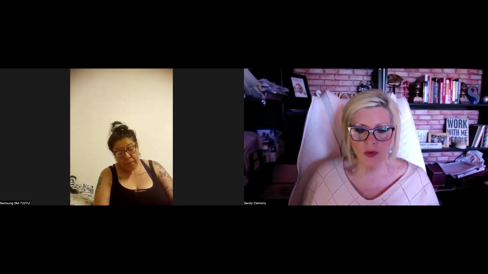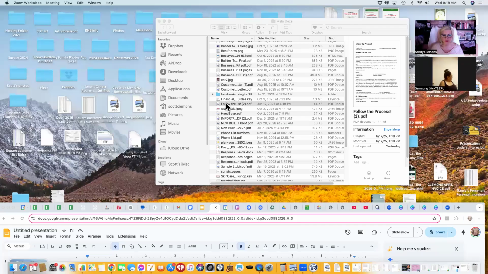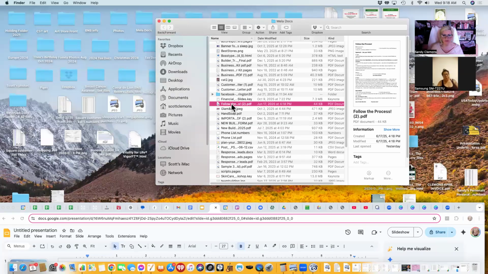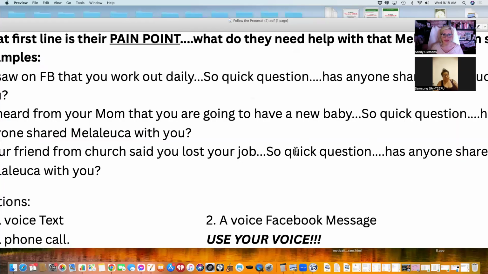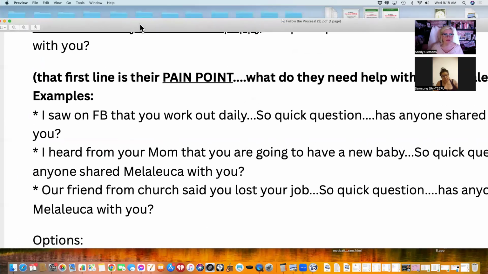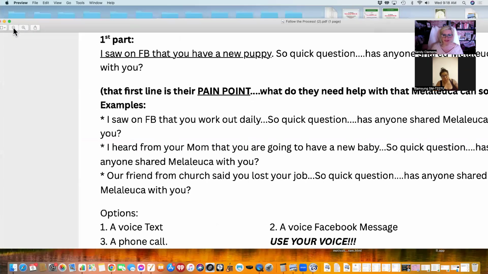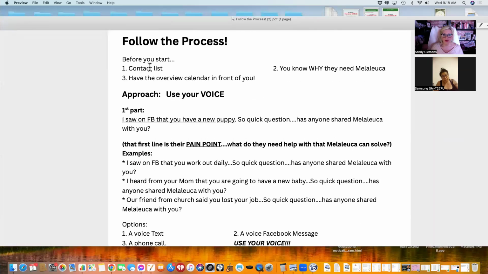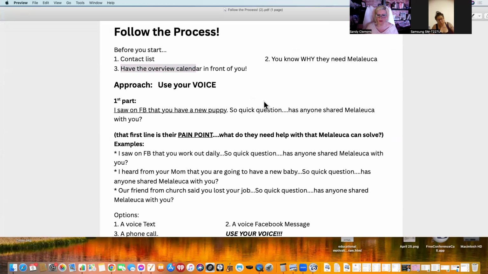So I'm going to share my screen with you because there is something that we have that is called Follow the Process, and it looks like this. Why is this so big? This starts with you have your contact list, you know why they need Melaleuca, and you have your overview calendar in front of you. Okay?